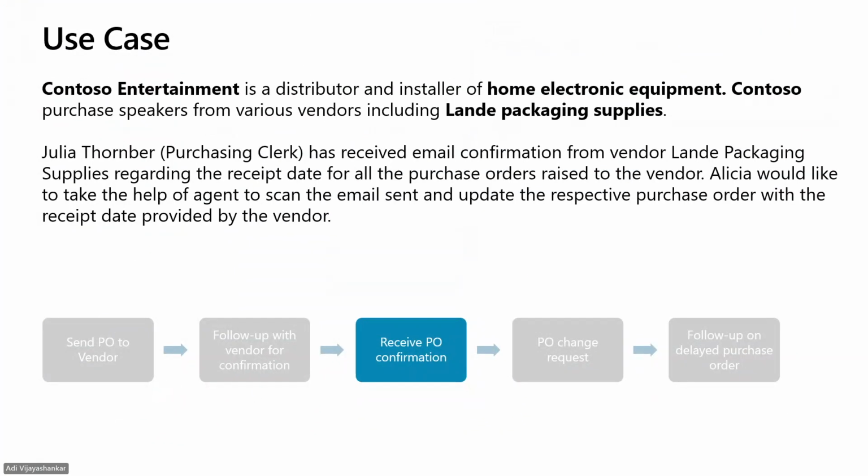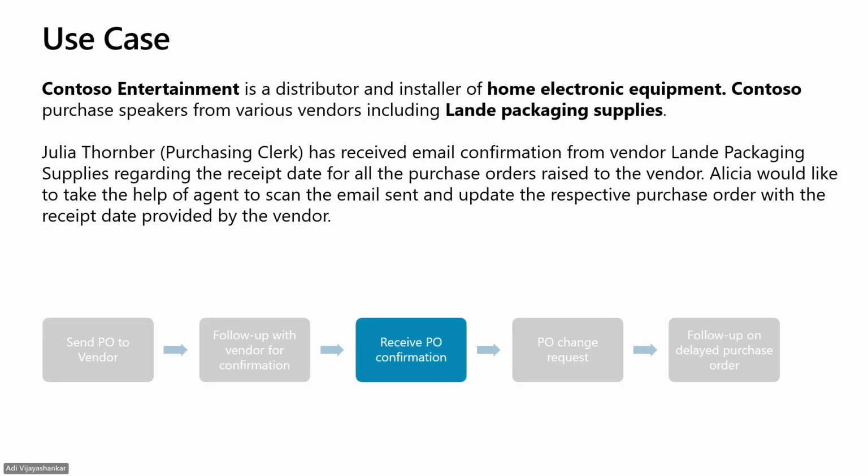And then that vendor confirms the order. We can take the example of another vendor that just confirmed an order that we sent. It's Land Packaging Supplies. And in this case, the process would be they would usually just send an email to my personal inbox, and then that contains the PO confirmation.